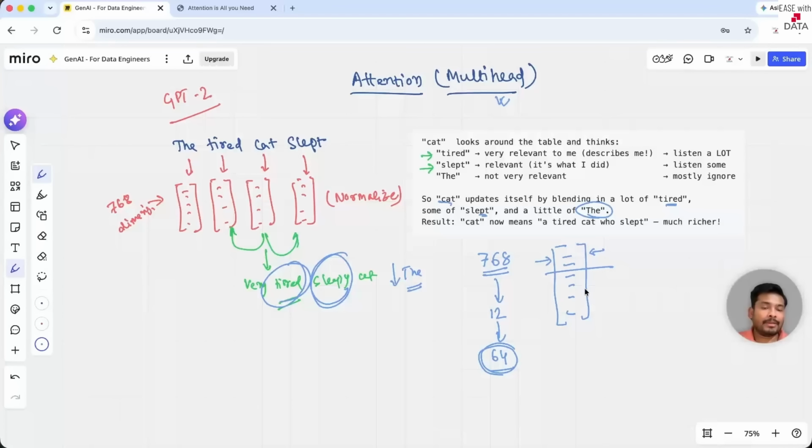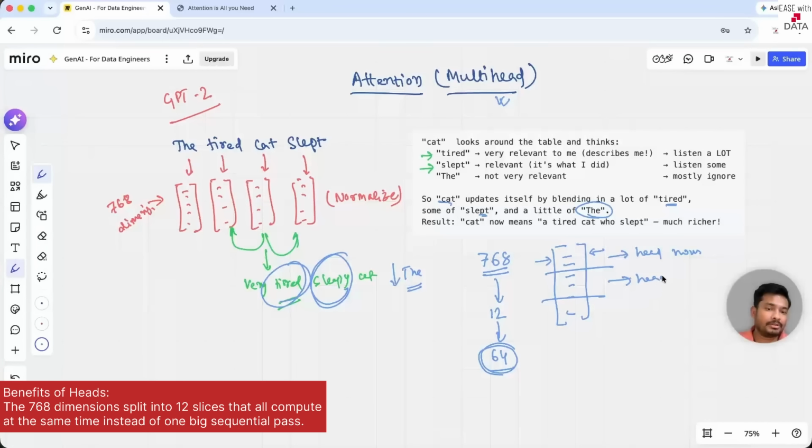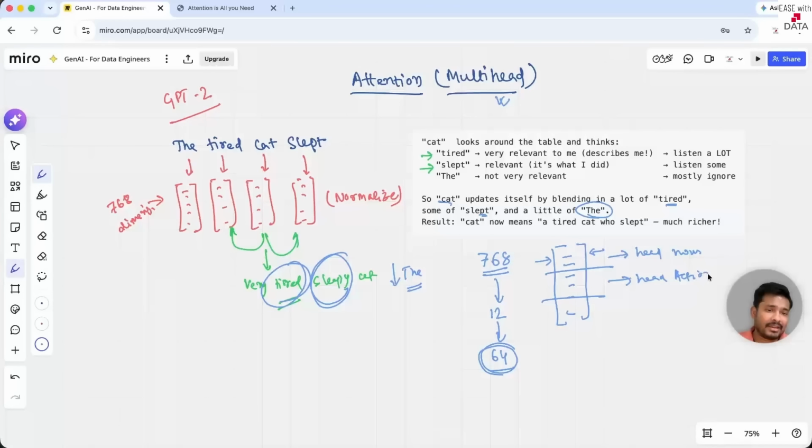Now, if I break this down, consider one of the heads might be responsible to identify nouns and enrich the numbers for nouns. One head might be responsible to identify actions and update the numbers for actions. Some head might be responsible to understand the articles and then update the values for the articles. When I say article, it simply means a and the. Okay, so different heads have responsibility to update different sets of dimension numbers and enrich them.